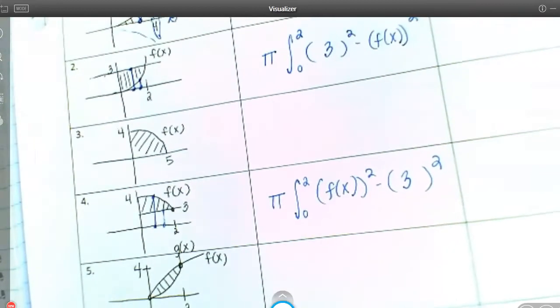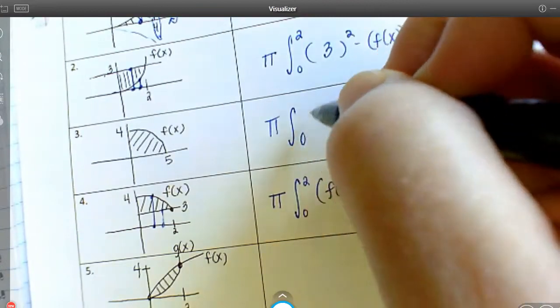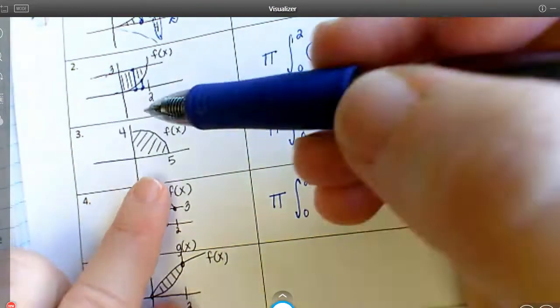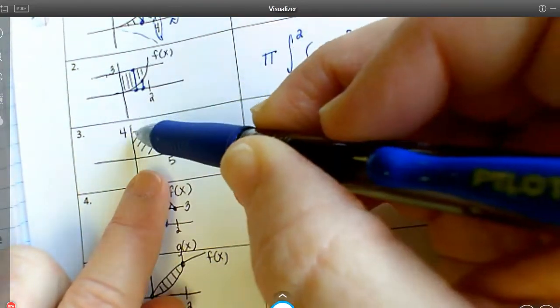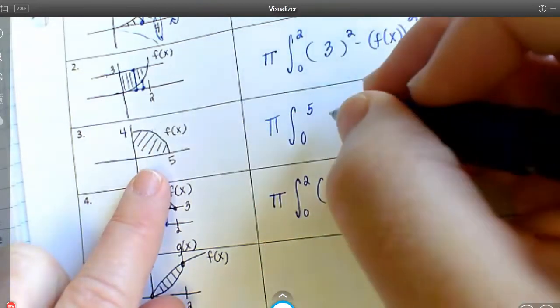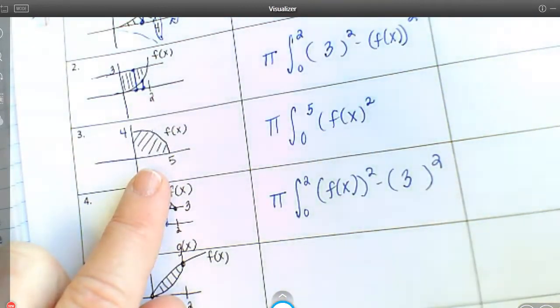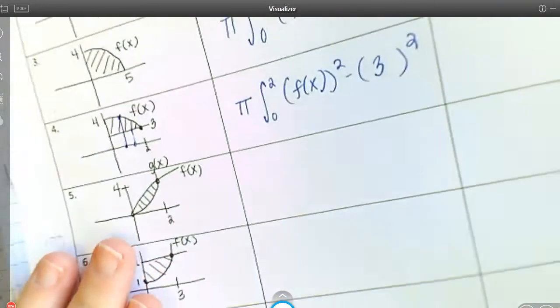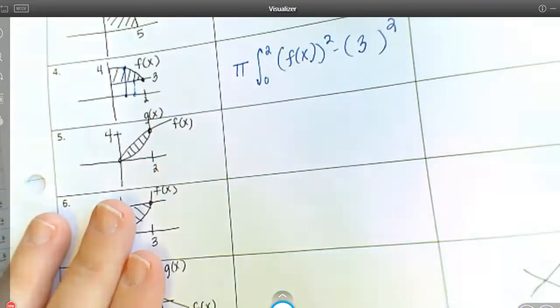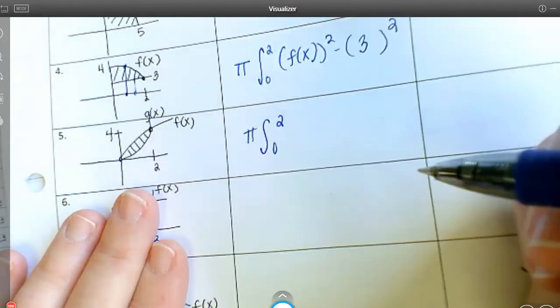Okay, so on 3, it's from 0 to 5. And then there's not a hole, it's just this one little picture, so from there to there. So just f of x squared. Good on that one?